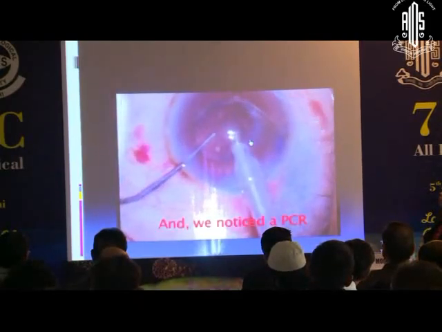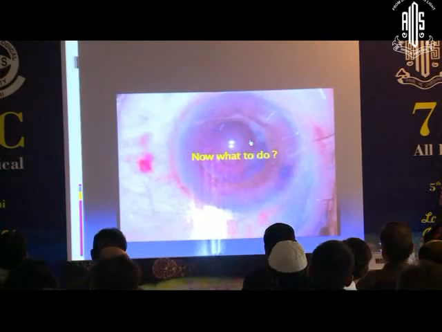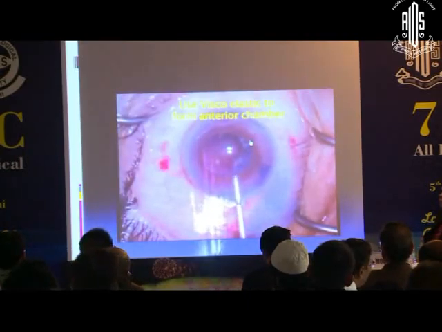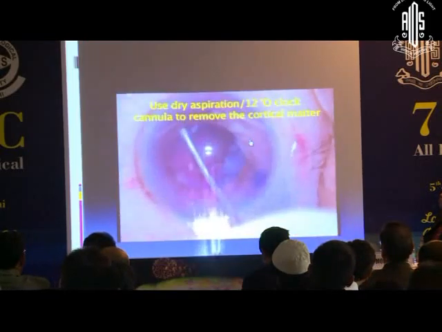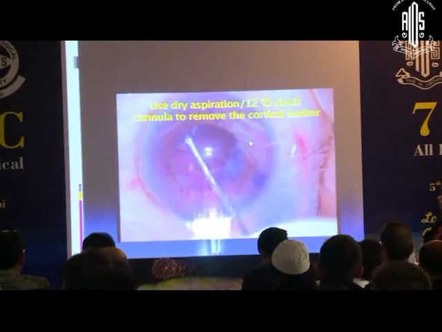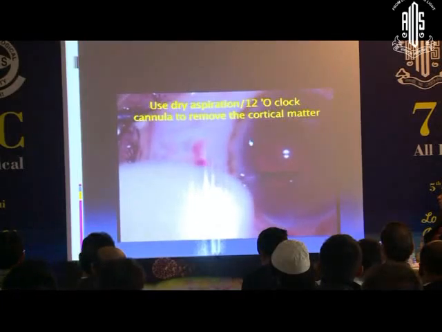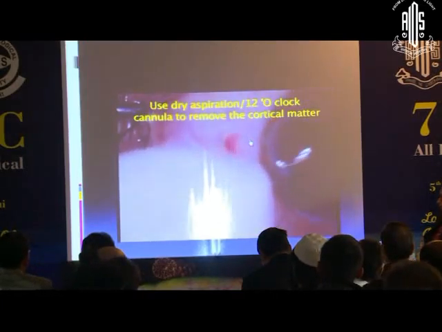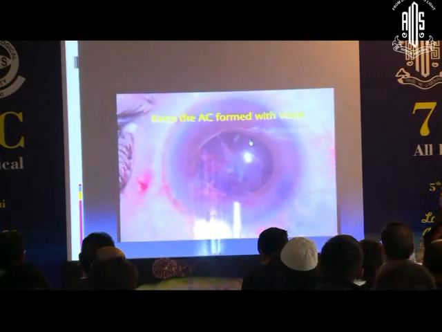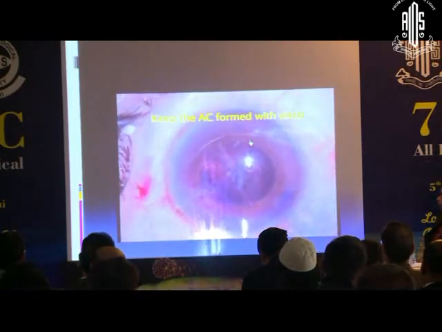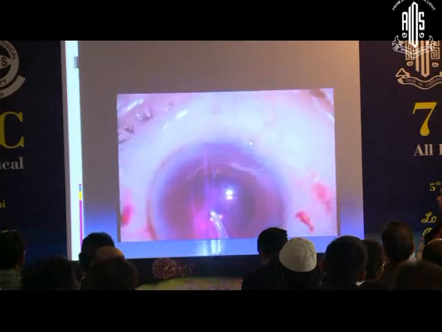And during this part, one just sees a PCR. Now what do we do? Just relax, use a viscoelastic to form an anterior chamber nicely, and use dry aspiration, because as yet no vitreous has come out. You just use dry aspiration to remove the cortical matter all throughout. Keep the AC formed with visco. Never shy away from using viscoelastic in these cases.